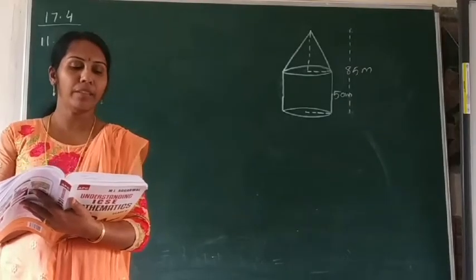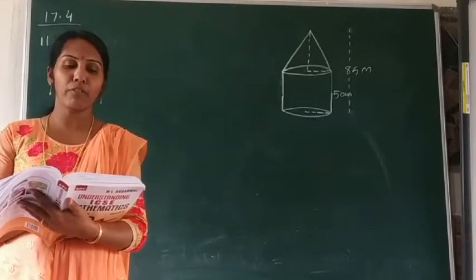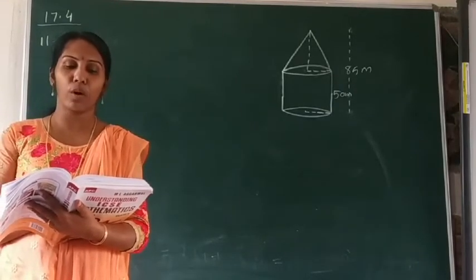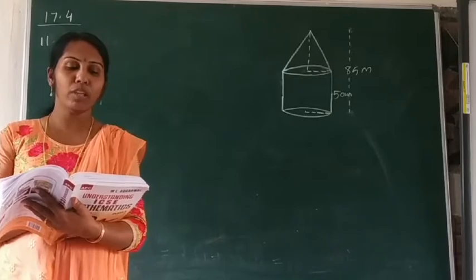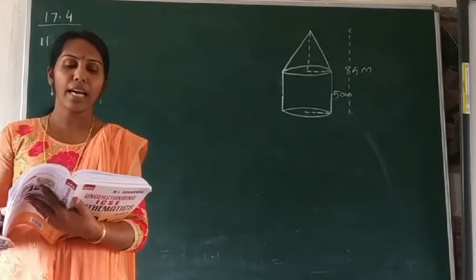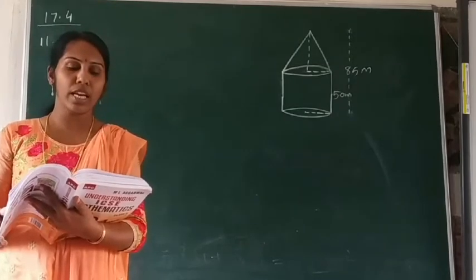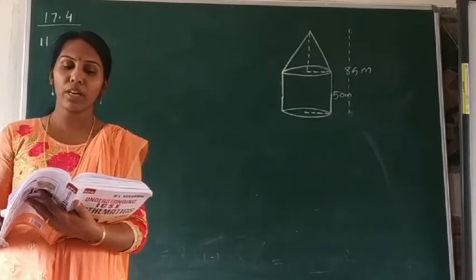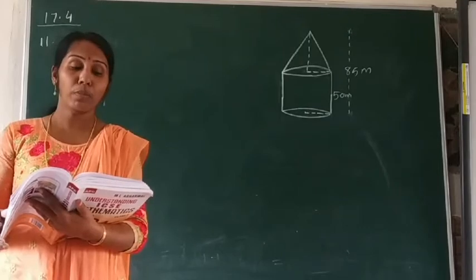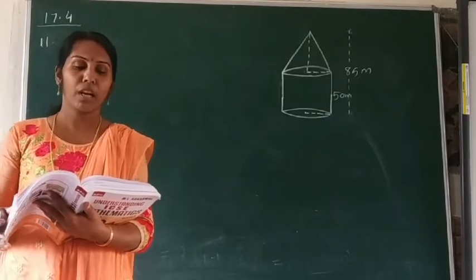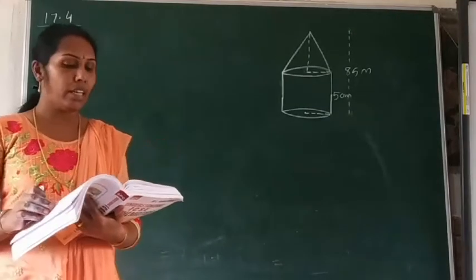Now, question number 11. An exhibition tent is in the form of a cylinder surrounded by a cone. The height of the tent above the ground is 85 meter and the height of the cylindrical part is 50 meter. If the diameter of the base is 168 meter, find the quantity of canvas required to make the tent. Allow 20% extra for folds and stitching. Give your answer correct to nearest meter square.